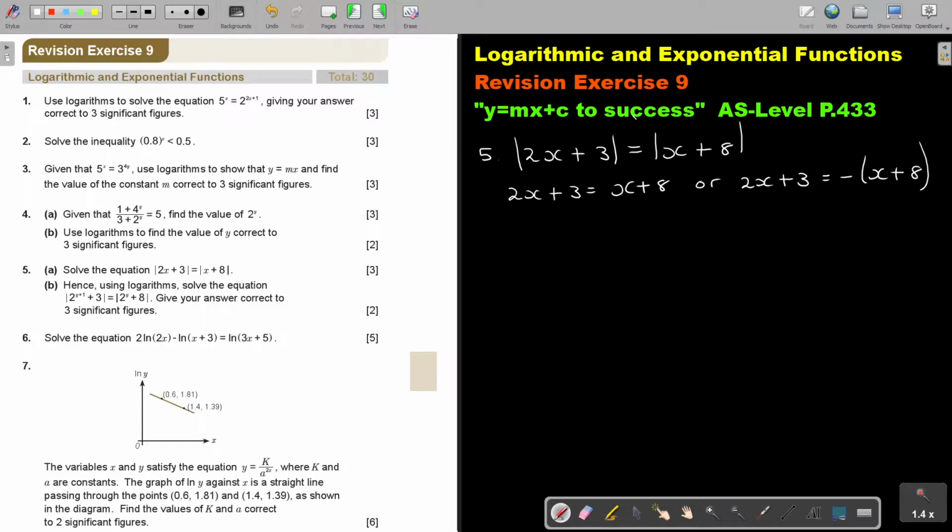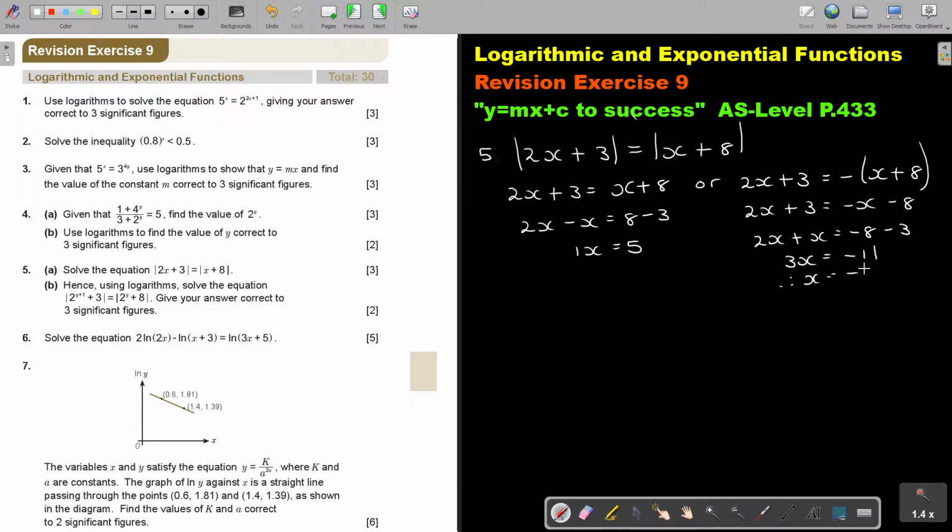Okay, and that's going to be 2x minus x equals 8 minus 3. So this is 1x is equal to 5. And then this one, 2x plus 3 equals negative x minus 8. So 2x plus x equals negative 8 minus 3. So 3x is going to be negative 11. And therefore, x is negative 11 over 3. But I first have to test my options. So let's just do the check.